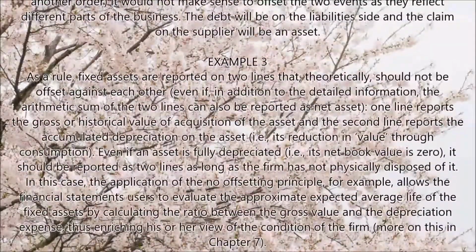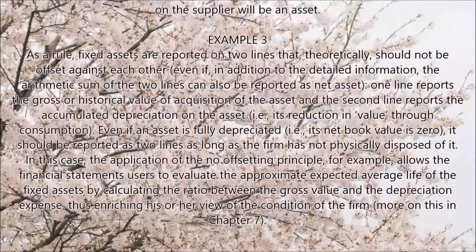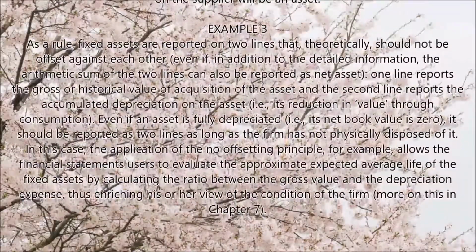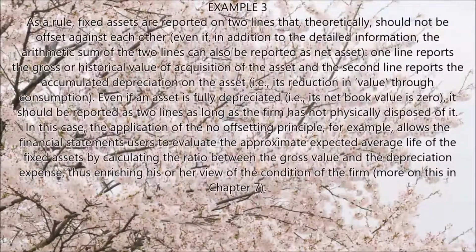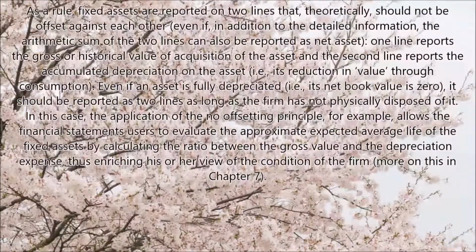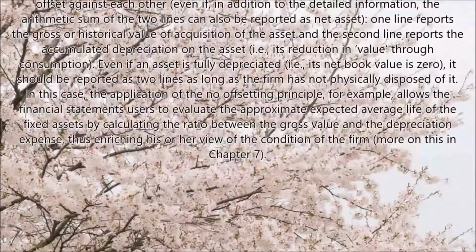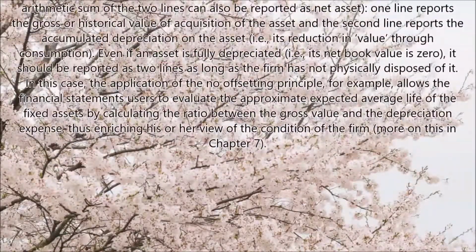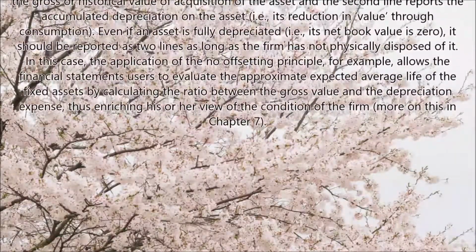Example 3. As a rule, fixed assets are reported on two lines that, theoretically, should not be offset against each other, even if, in addition to the detailed information, the arithmetic sum of the two lines can also be reported as net asset. One line reports the gross or historical value of acquisition of the asset and the second line reports the accumulated depreciation on the asset, i.e., its reduction in value through consumption. Even if an asset is fully depreciated, i.e., its net book value is zero, it should be reported as two lines as long as the firm has not physically disposed of it.